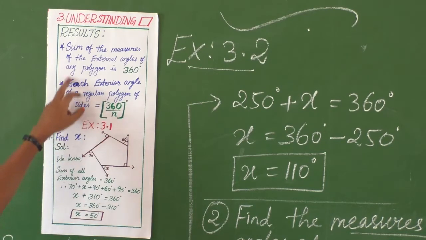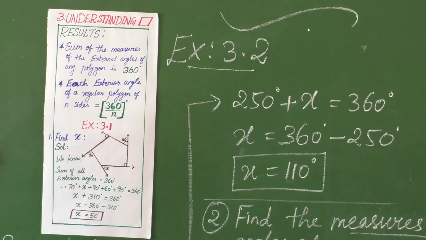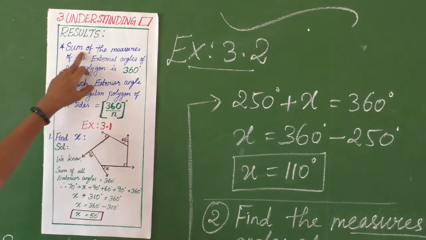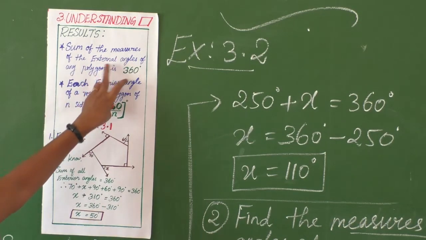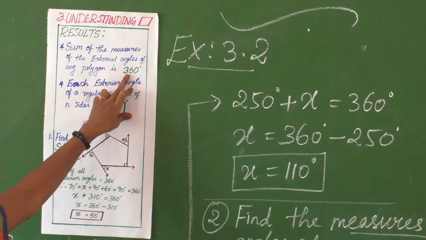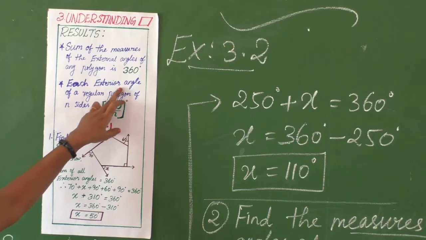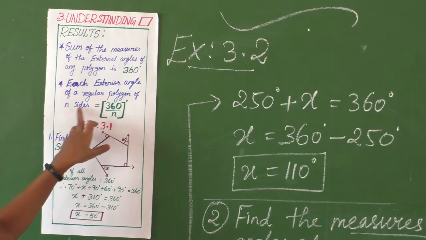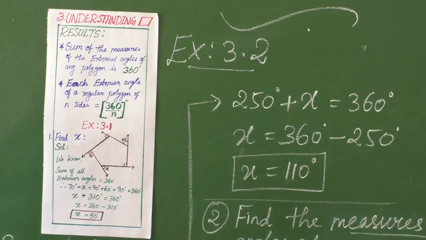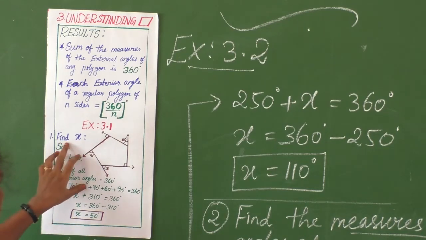Two results only we are going to use in today's class. What are the two results? The sum of the measures of external angles of any polygon is 360 degree. The second one is each exterior angle of a regular polygon of n sides is equal to 360 by n degree. Using these two results, we are going to work out sums in exercise 3.2. The first one is find x.